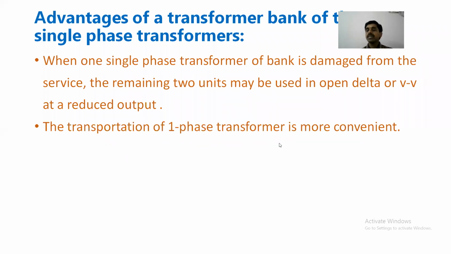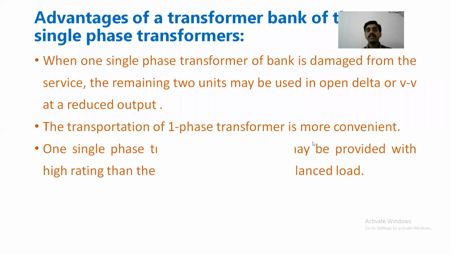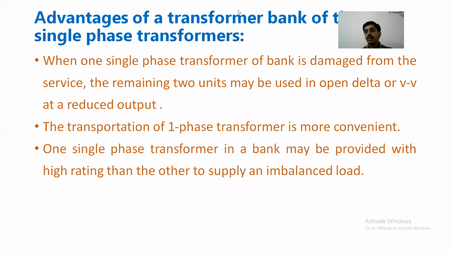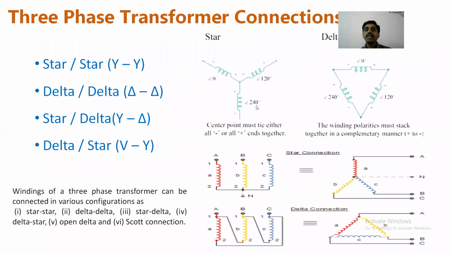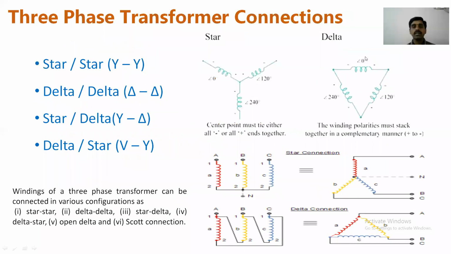The transportation of a single-phase transformer is more convenient. One single-phase transformer in the bank may be provided with a higher rating than the others to supply an imbalanced load. It is a common practice to normally use a single-unit 3-phase transformer. But what are the advantages we can see with the 3 single-phase transformers? Okay. So let us see different types of transformer connections.